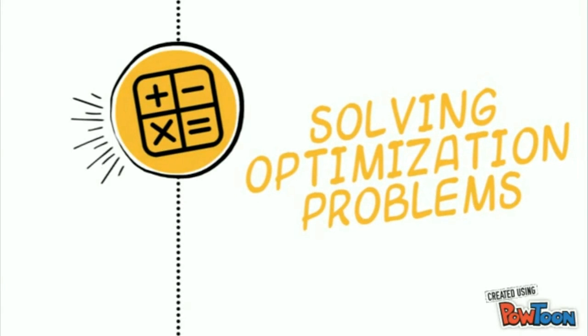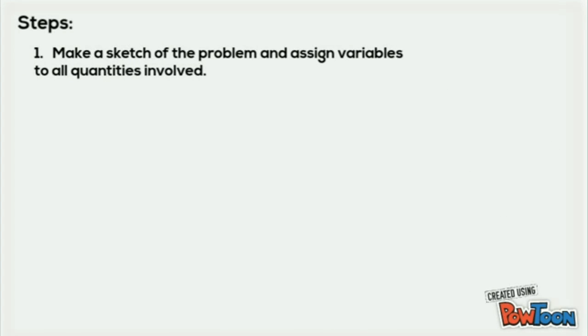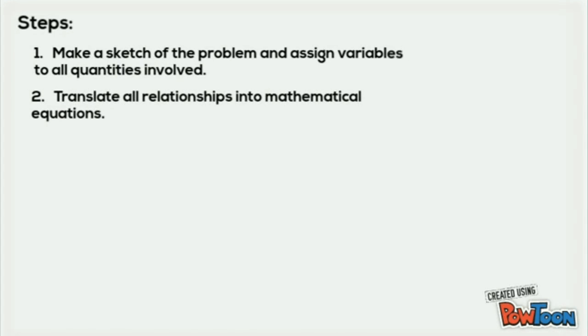Solving optimization problems. In order to solve some optimization problems, here is a summary of the steps that you need to follow. First, make a sketch of the problem and assign variables to all the quantities involved. Second, translate all relationships into mathematical equations.